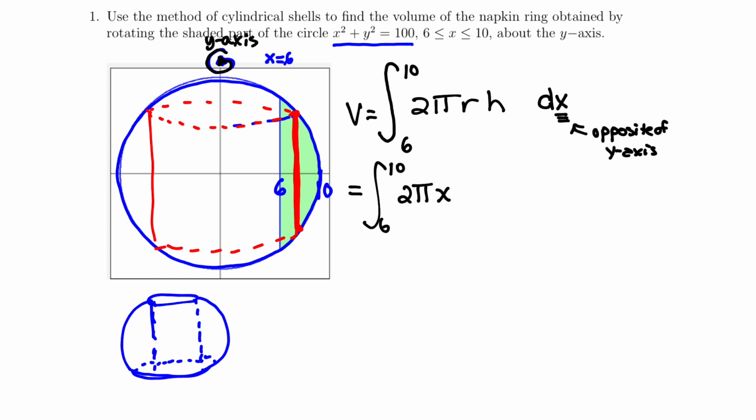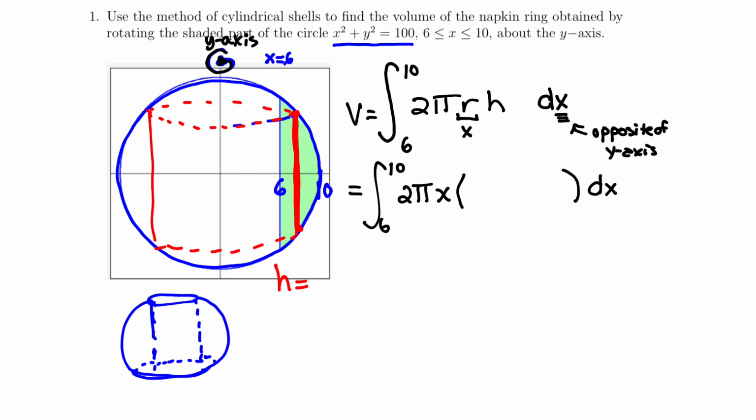Oh, slow me down. 2 pi x. When you're doing shells, that radius will always be your variable of integration if you're going around an axis, the y-axis, or the beautiful 2 pi x times the height, right? Okay, so let's look at my picture. What is my height? It is the top function minus the bottom function.